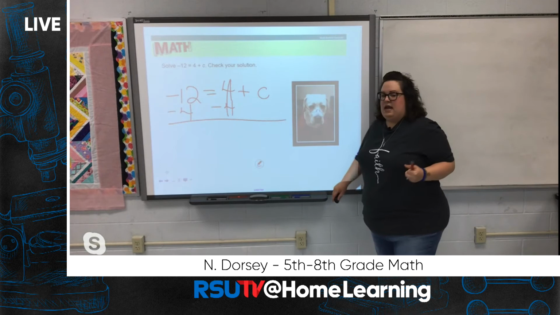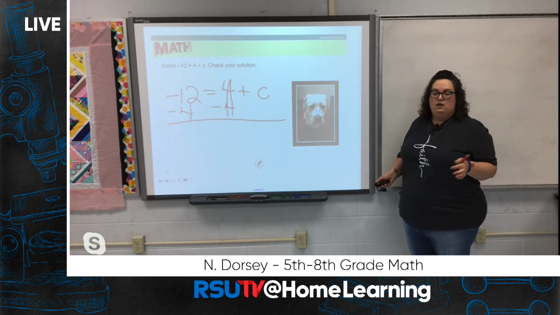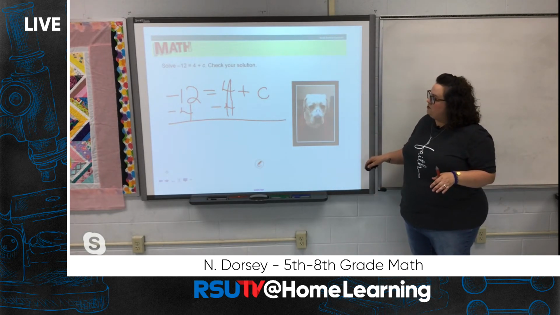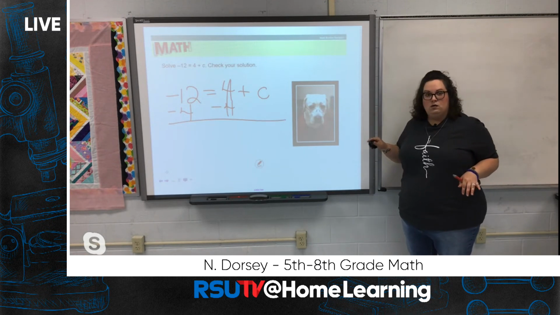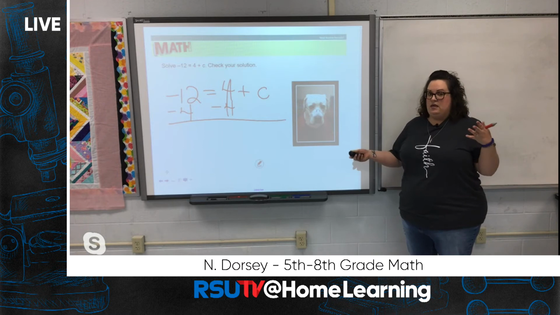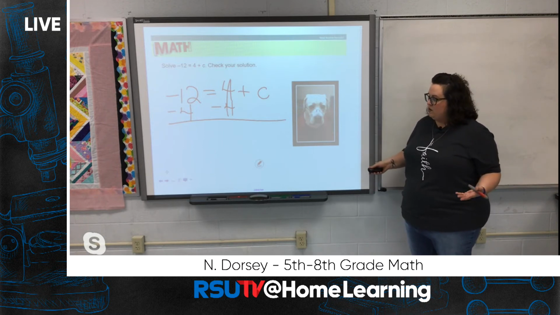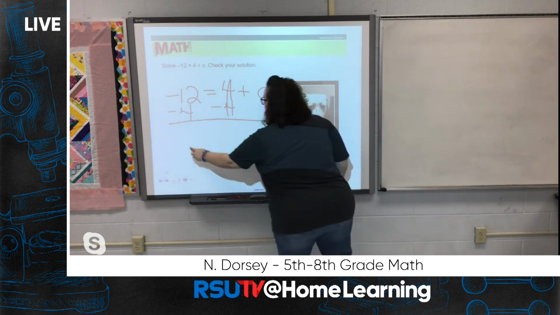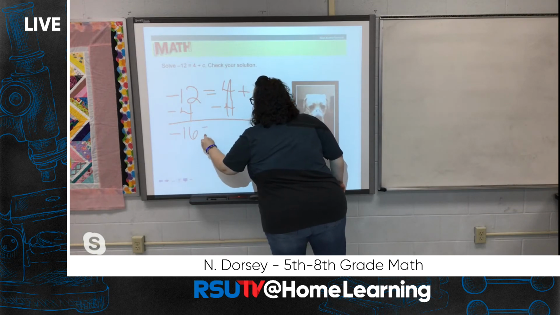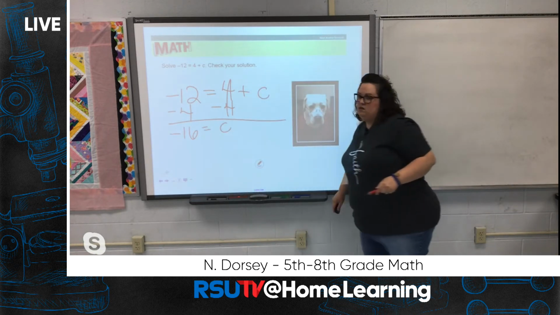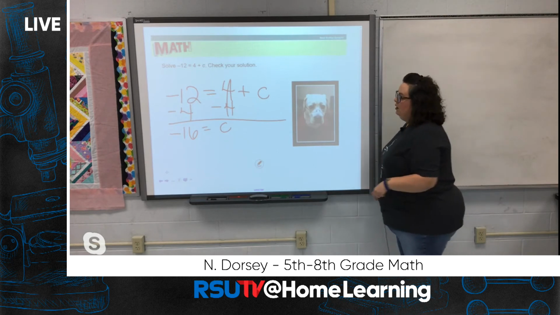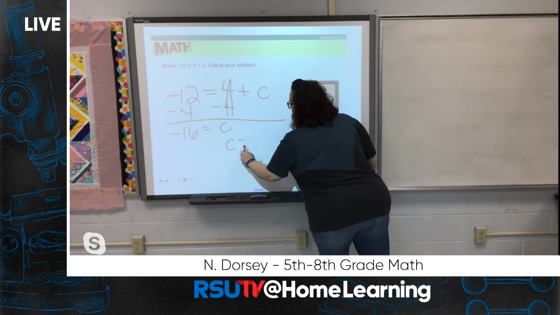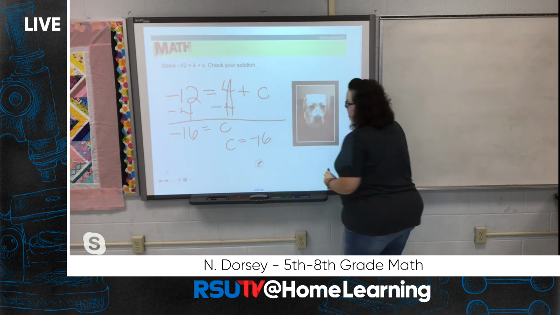And then this is exactly like the problem that we just did. Think of your integer rules, -12 and -4. They're the same sign, so I keep my sign and I add my numbers. So my answer is -16 equals c. And of course, algebra rules, good foundation, rewrite it to say c equals -16.